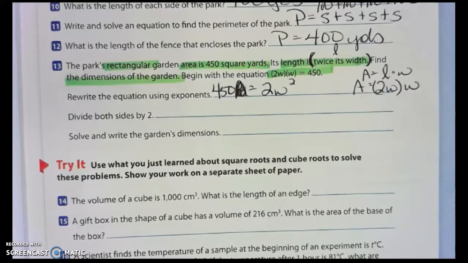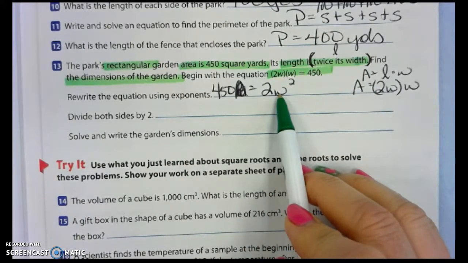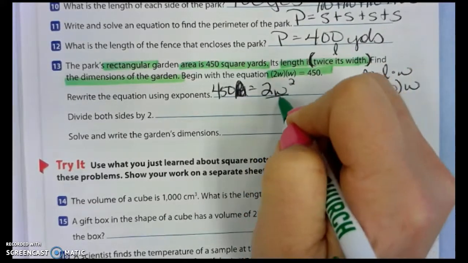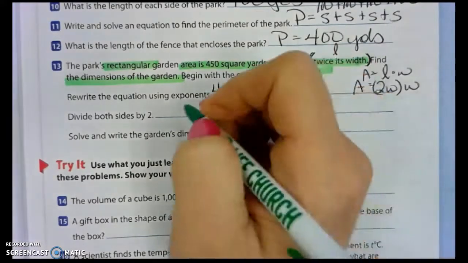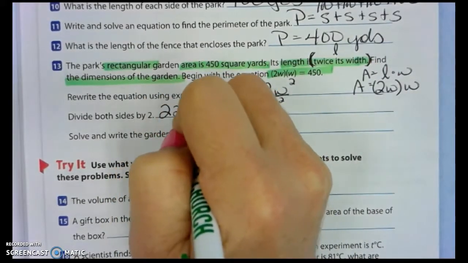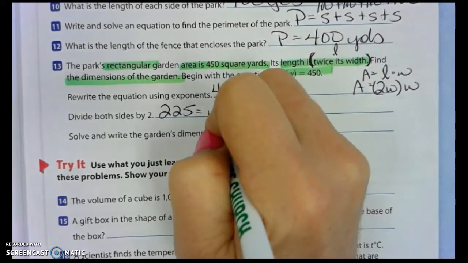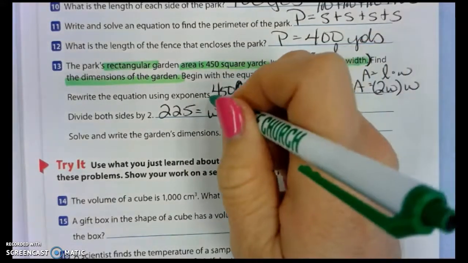Now they want us to divide both sides by 2. They want us to divide by 2 to get the W squared alone. Don't take the square root of 2W squared. Okay, the 2 has not been squared. Only the W is being squared. We need to get rid of the 2. We'll do that with division. 450 divided by 2 is 225. And 2W squared divided by 2 is W squared. That's all kind of crammed in there.